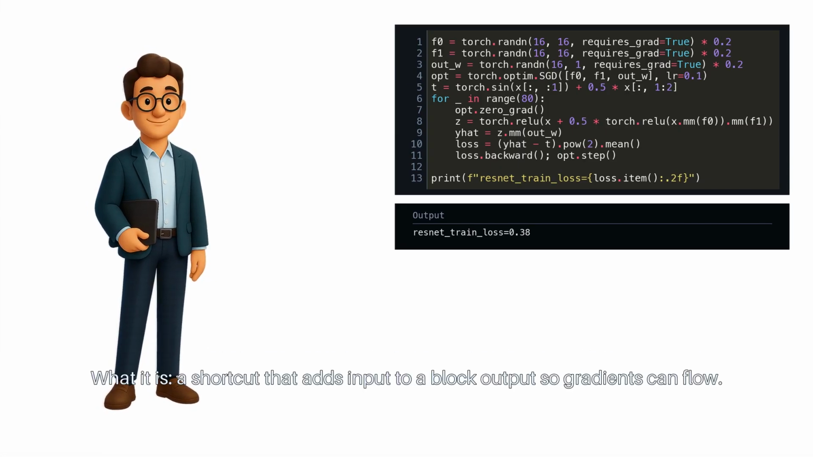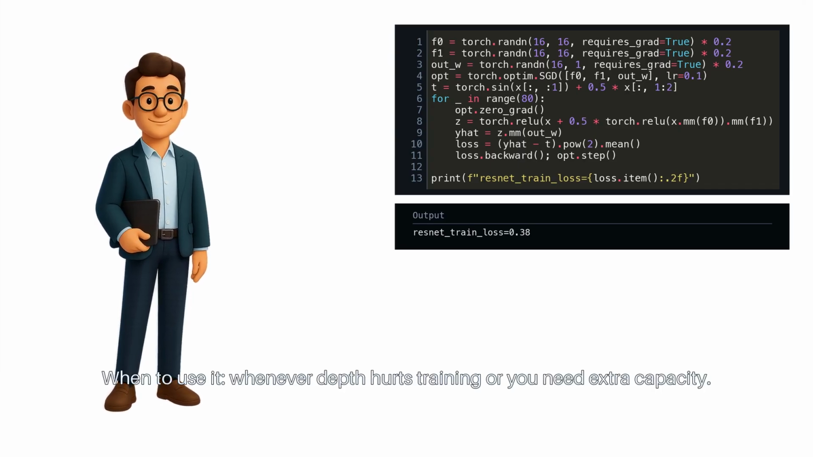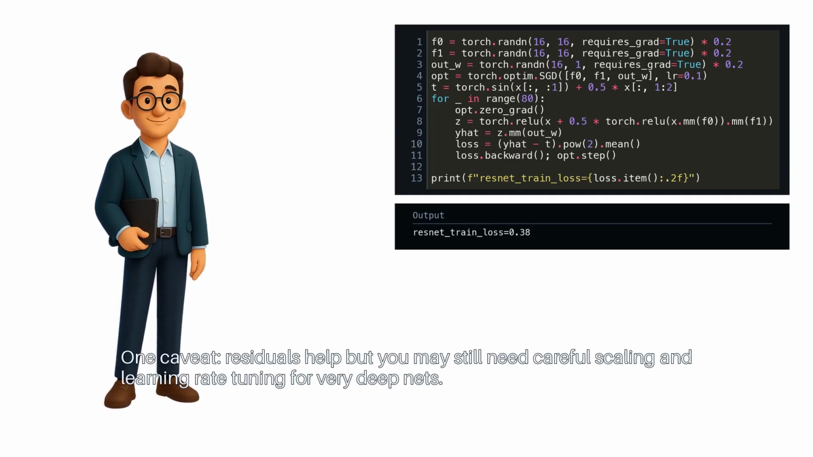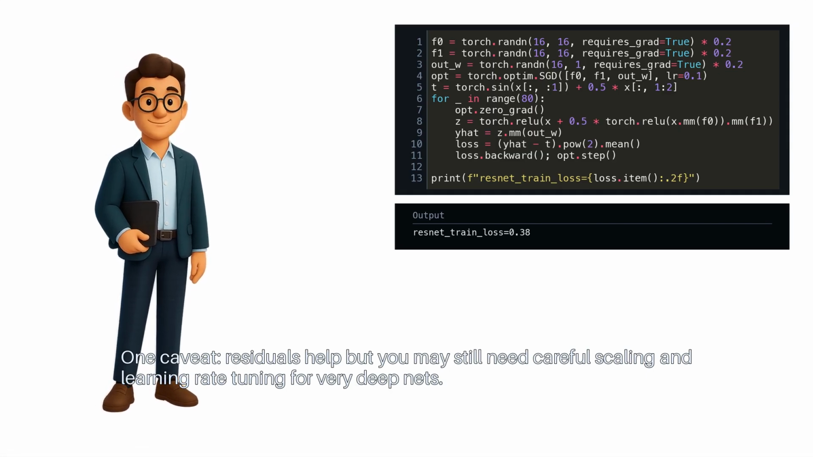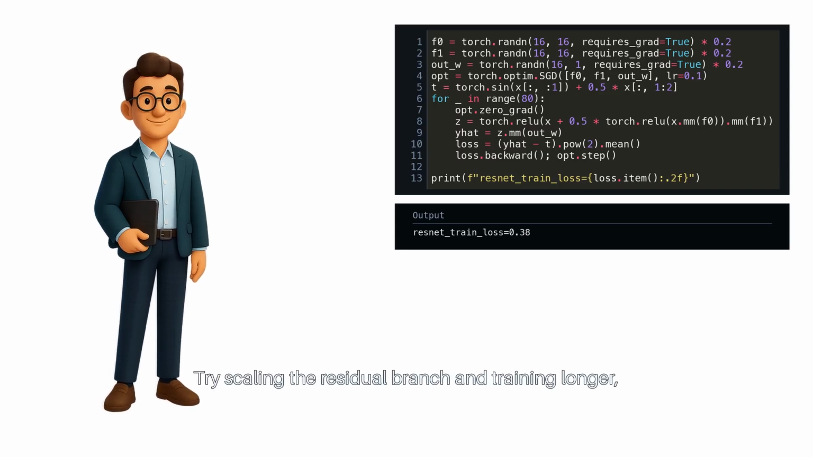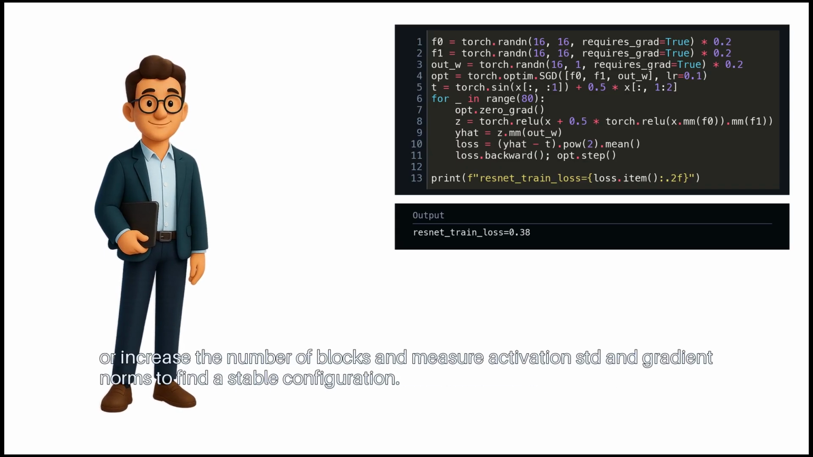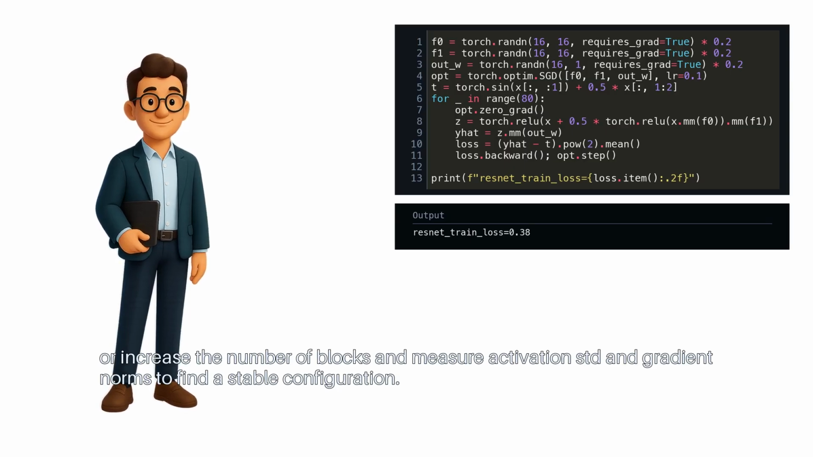Recap. What it is: a shortcut that adds input to a block output so gradients can flow. When to use it: whenever depth hurts training or you need extra capacity. One caveat: residuals help, but you may still need careful scaling and learning rate tuning for very deep nets. Next step: try scaling the residual branch and training longer, or increase the number of blocks and measure activation STD and gradient norms to find a stable configuration.